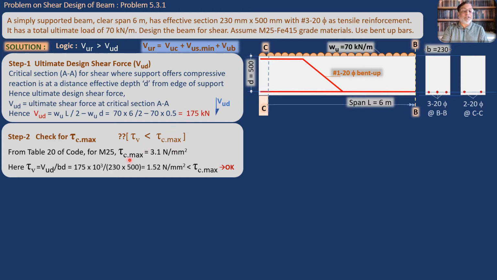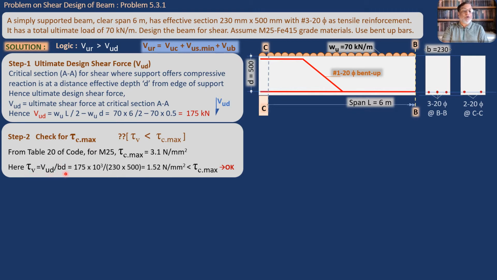That stress we will call the nominal shear stress, tau V. IS code is calling it tau V. What is tau V? Tau V is VUD upon BD. What is the concept of tau V? It is the nominal shear stress, that means the shear stress developed by the shear force VUD at the critical section. So we will just calculate the shear stress from the shear force. We know that stress is force upon the cross-sectional area. So this shear stress is called the nominal shear stress.